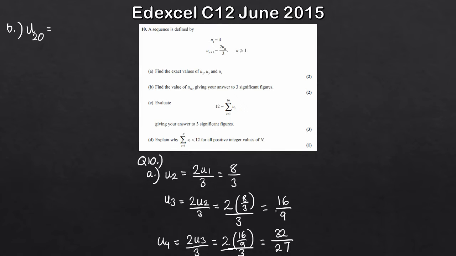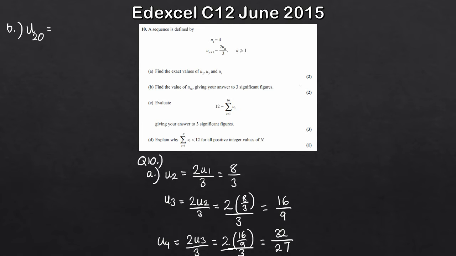Because if you notice, at each stage, our common ratio is 2 over 3. If you've got 8 over 3 and you times it by 2 over 3, you get 16 over 9. And then you take 16 over 9 and you times that by 2 over 3, you get 32 over 27. So it's a bit of a sneaky question, the idea of spotting that this is a geometric progression.